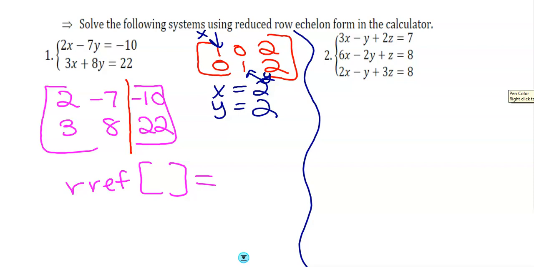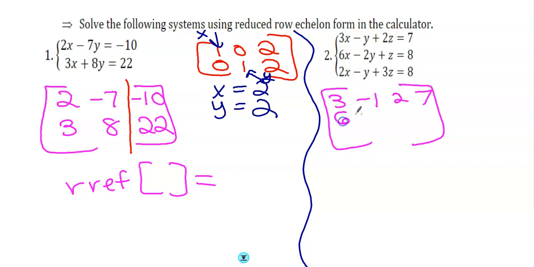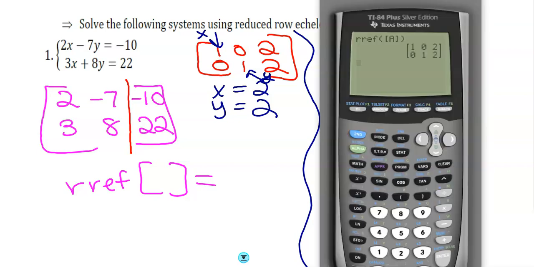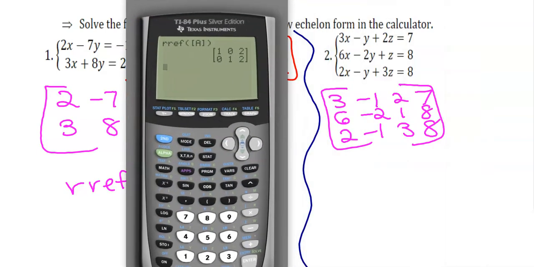All right, so let's try number 2. Setting it up first. So I have 3, -1, 2, and 7. 6, -2, 1, and 8. 2, -1, 3, and 8. Put it into the calculator. This is a 3 by 4, so it goes rows by columns. Edit, a 3 by 4, and let's type these in. Once it's typed in, I check every row and every column: 3, 6, 2, -1, -2, -1, 2, 1, 3, and 7, 8, 8. Just kind of helps to make sure that I have everything good to go.